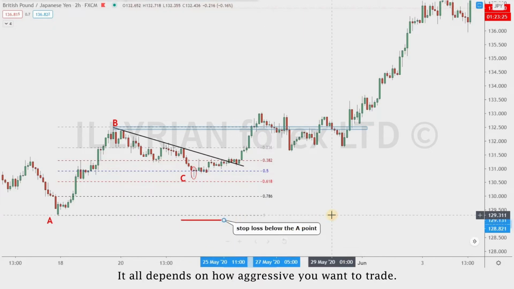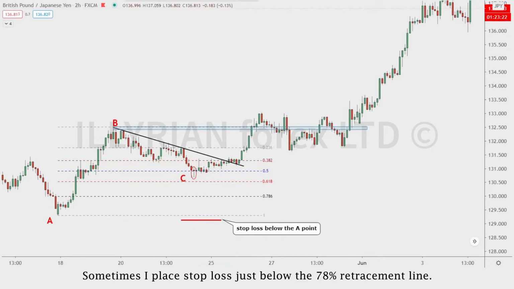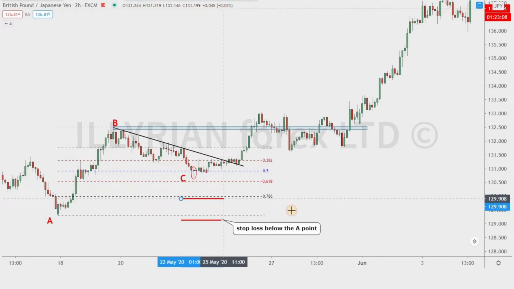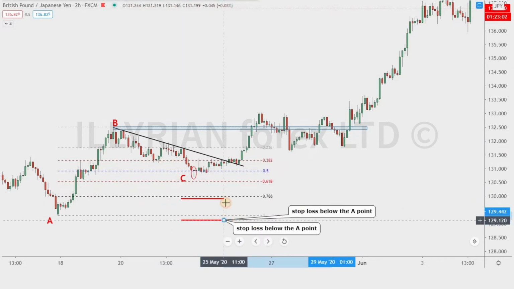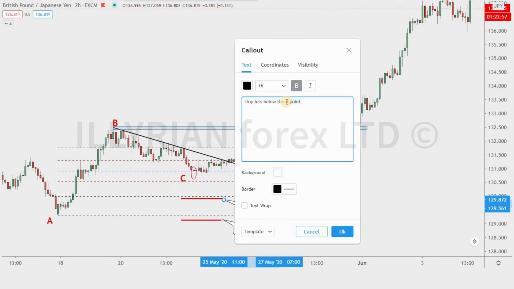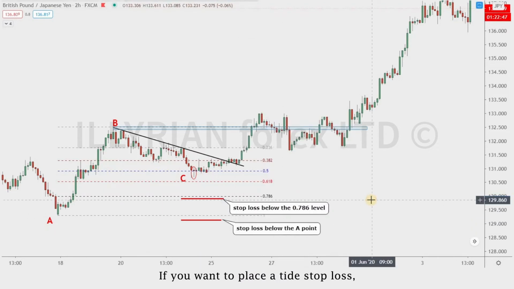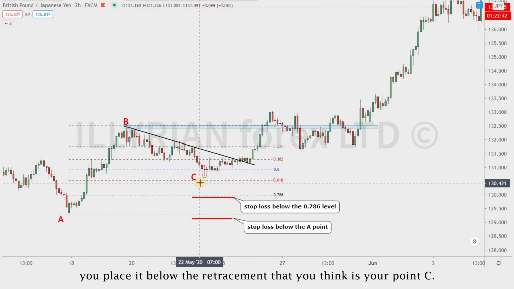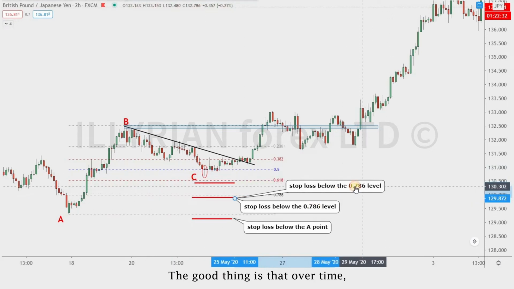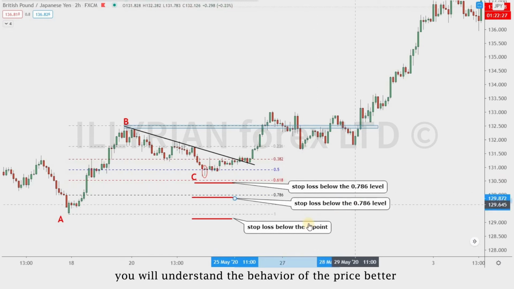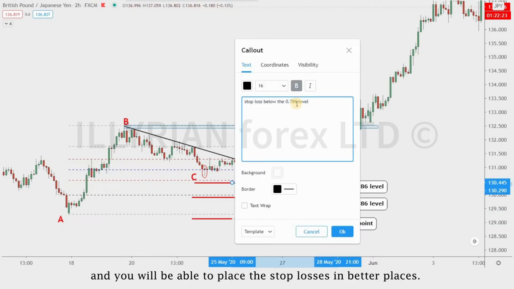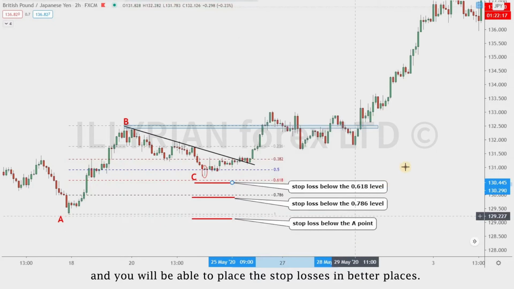It all depends on how aggressive you want to trade. Sometimes I place stop loss just below the 78% retracement line. If you want to place a tight stop loss, you place it below the retracement that you think is your point C. The good thing is that, over time, you will understand the behavior of the price better and you will be able to place the stop losses in better places.